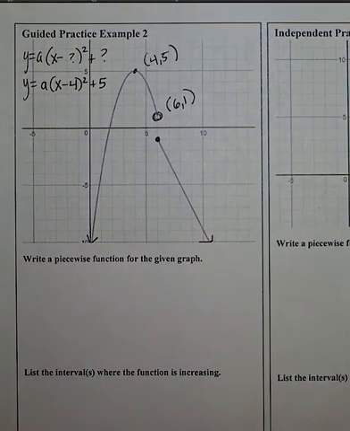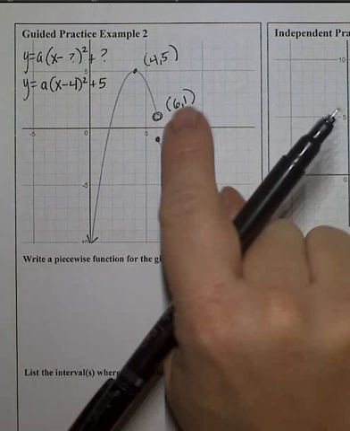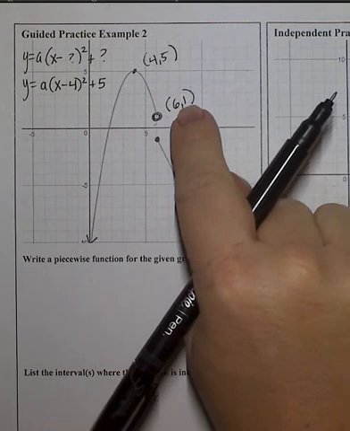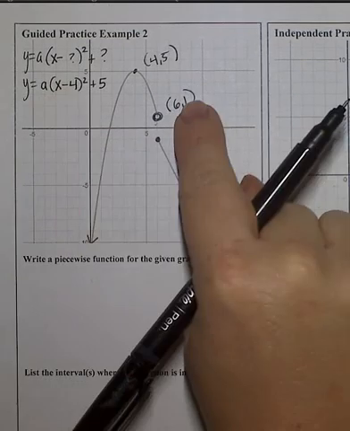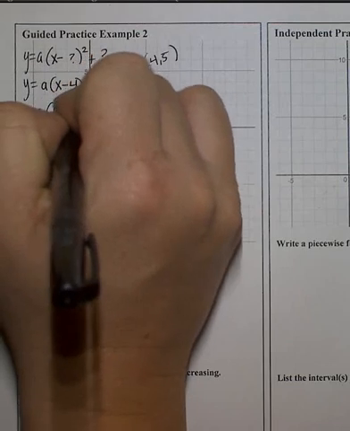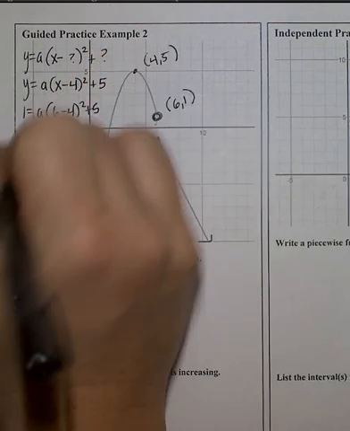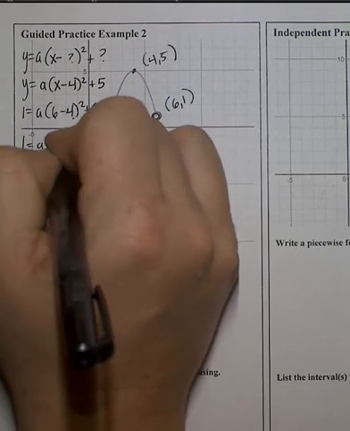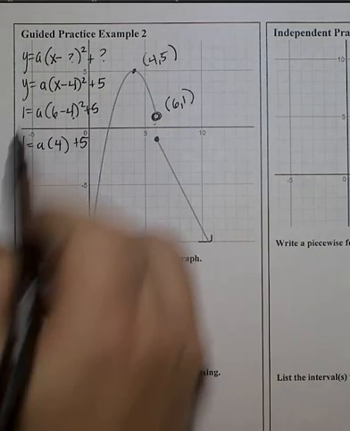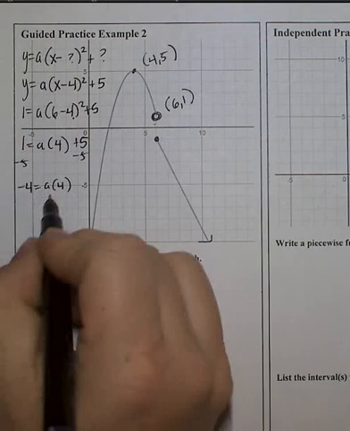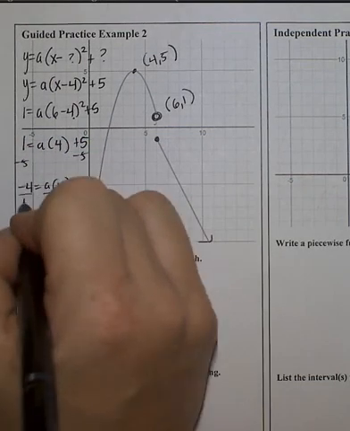Now we need to determine the a value. Once you have one good intersection point, you can always use this endpoint, (6, 1). 6 is going to go in for x, and 1 will replace the y. Six minus 4 is 2, and 2 squared is 4. Now to solve for a, I'm going to start by subtracting 5 from both sides. Divide both sides by 4, and -1 equals a.